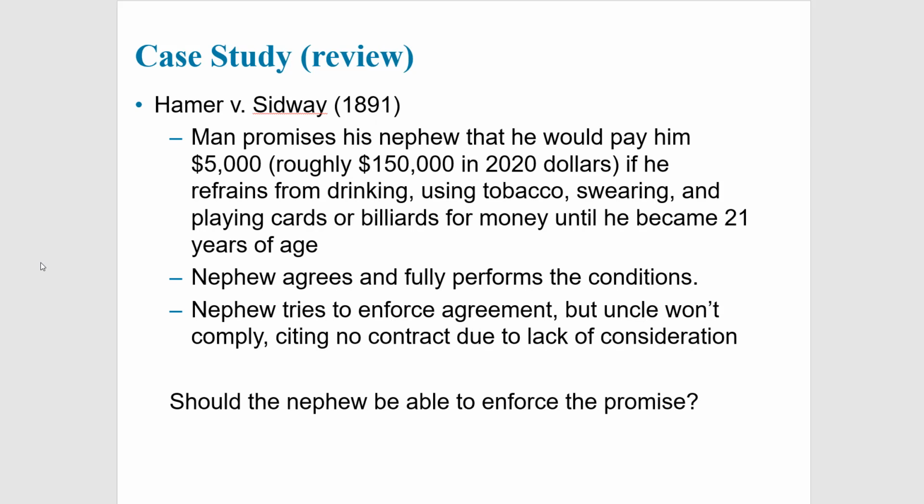Let's look at the next one, Hamer versus Sidway. This is where the man promises nephew money if he refrains from drinking, using tobacco, swearing, playing cards, or billiards for money until he became 21. This one is different because the nephew actually did something. He offered consideration in the form of forbearance, not doing something that he had the legal right to do. So in this case, it had to go through a couple levels of appeal before we finally got a decision. But the court actually did enforce the agreement between the uncle and the nephew.